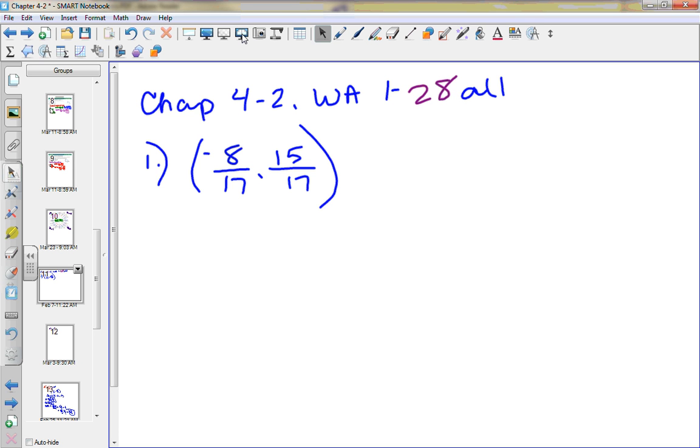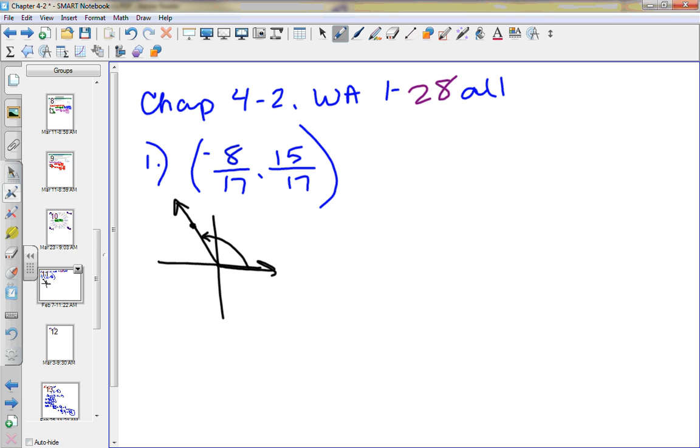All it's asking is, they give you points and say, all right, now give me the 6 trig functions. So it's giving you a point that lands on the terminal side. Now, can you tell me what quadrant the point negative 8 over 17, 15 over 17 lies in? It lies in quadrant 2. Now, why is that important? That means I'm going to have an angle that looks like this, right? Because there's my point, yes?